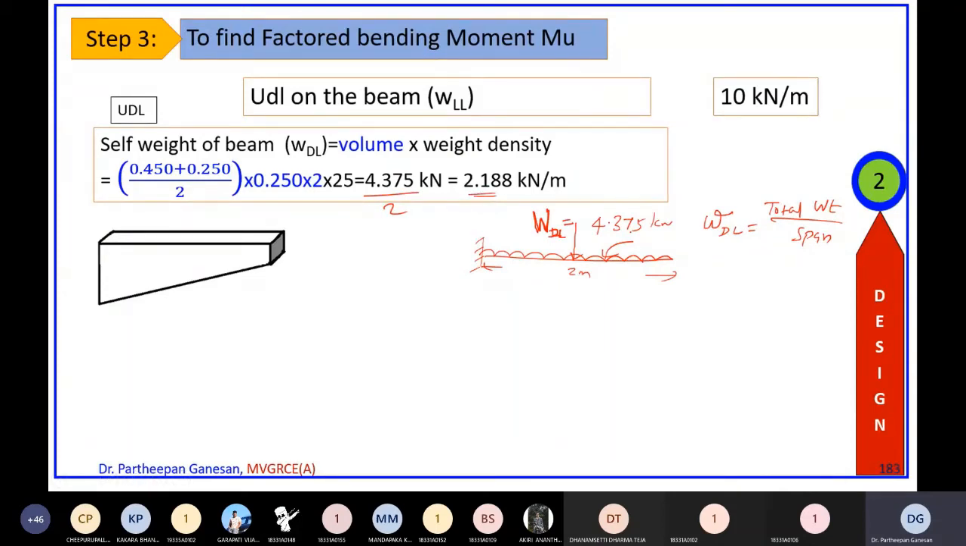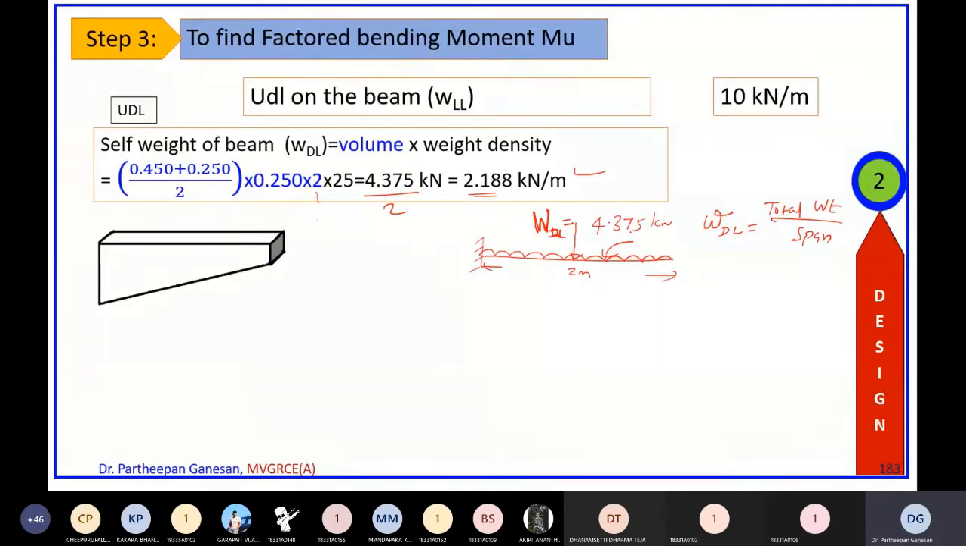Please let me know if there is any doubt to anybody. Suppose you have the same depth, you can easily take width into depth into length. In length, you can take 1 meter and find it easily in terms of kilonewton per meter. But here, because the depth is varying, you have to find the total weight divided by the span. It will give you the result in terms of kilonewton per meter. Any doubt to anybody here at this point?